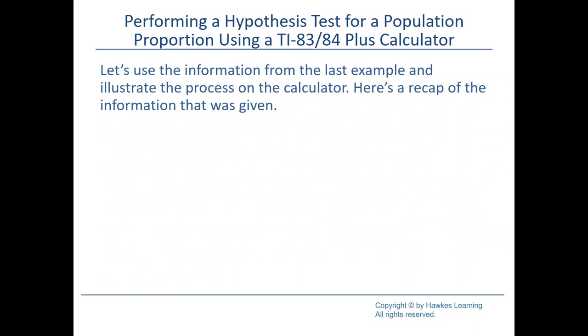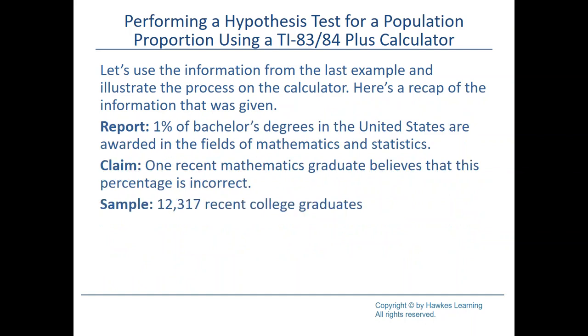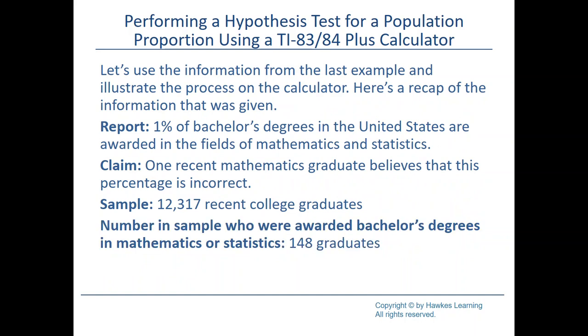Okay, so again, as you guys saw me, a quick recap. Basically, the last thing is the report said 1% of bachelors are rewarded. The claim was that it was not. The sample size was this. They said that 148 were given that award of a math or statistics bachelor's, and we had our alpha being 0.1. Notice that's pretty much all the information I really needed to pull out of it.